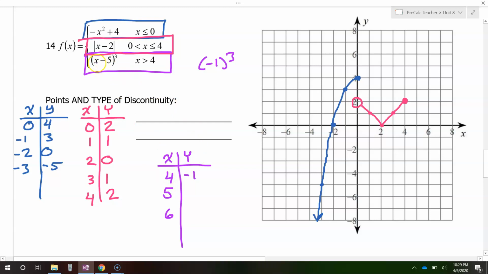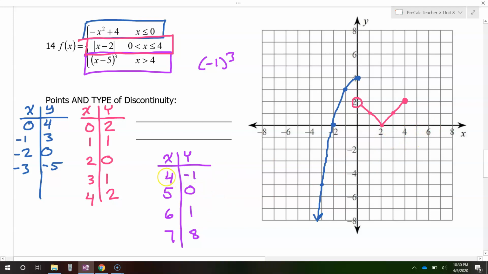Let's put a 5 in here. 5 minus 5 is 0. 0 cubed is still 0. Let's put a 6 in here. 6 minus 5 is 1. 1 cubed is 1. Let's go for 7. Let's see if 7 will fit. 7 minus 5 is 2. 2 cubed is 8. So we will have 7, 8. All right, that's as far as we can go.